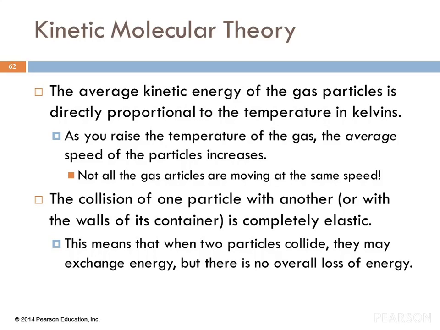What's important to note is we're talking about an average, but not all the gas particles are moving at the same speed. Some are moving faster and some are moving slower. The temperature just measures the average speed. When a particle collides with another particle or with a wall, the collision is completely elastic, and that's a physics term. An elastic collision means that no energy is lost when the two things collide.